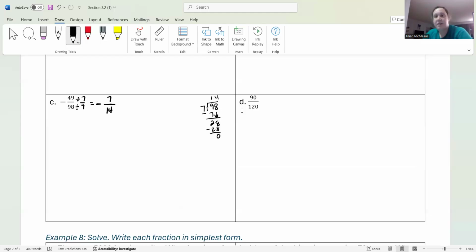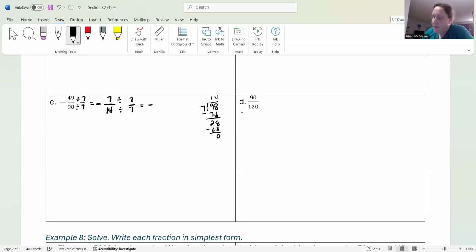Well, darn, looking at 7 and 14, I know they have a common factor. 7 happens to also go into 14, so I'm not done yet. I've reduced it part of the way, but it is not in lowest terms. So I need to do that whole process once again. I know that 7 is a factor of 7 and 14. So I'm going to just do the process again. I'm going to divide by 7 one more time.